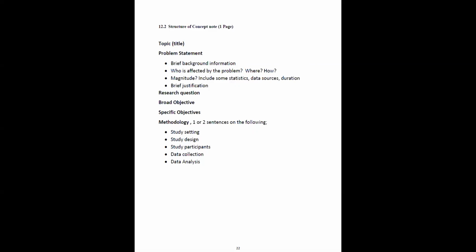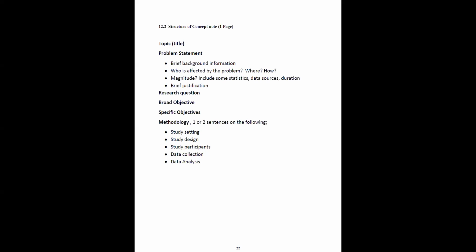Then we have a very short paragraph, telling us the problem statement. What is this problem which you want to research? You give us brief background information: where is this problem happening, in which city, in which clinic, in which community, who is affected by the problem, where and how, and what is the magnitude of this problem. The same things which we were discussing yesterday about writing a problem statement. Then you put in some statistics: the number of people who are affected, and where they are affected. For those statistics, let us know the data sources, where you're getting the data, and the duration of those problems.